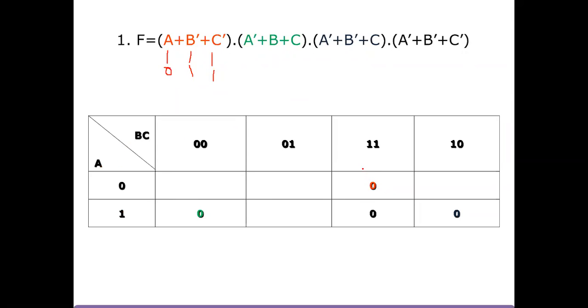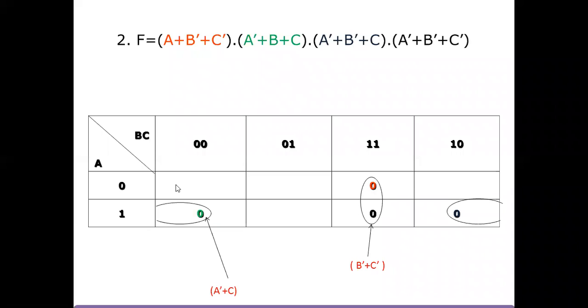However, you have to be careful when you are marking the terms. You do the opposite of what you have done in min terms. So here we have A dash, so A is 1, B is 0, C is 0 here. So we have 0. Likewise, you have to mark all the terms using zeros and then do the groupings. The grouping is the same, it does not change.